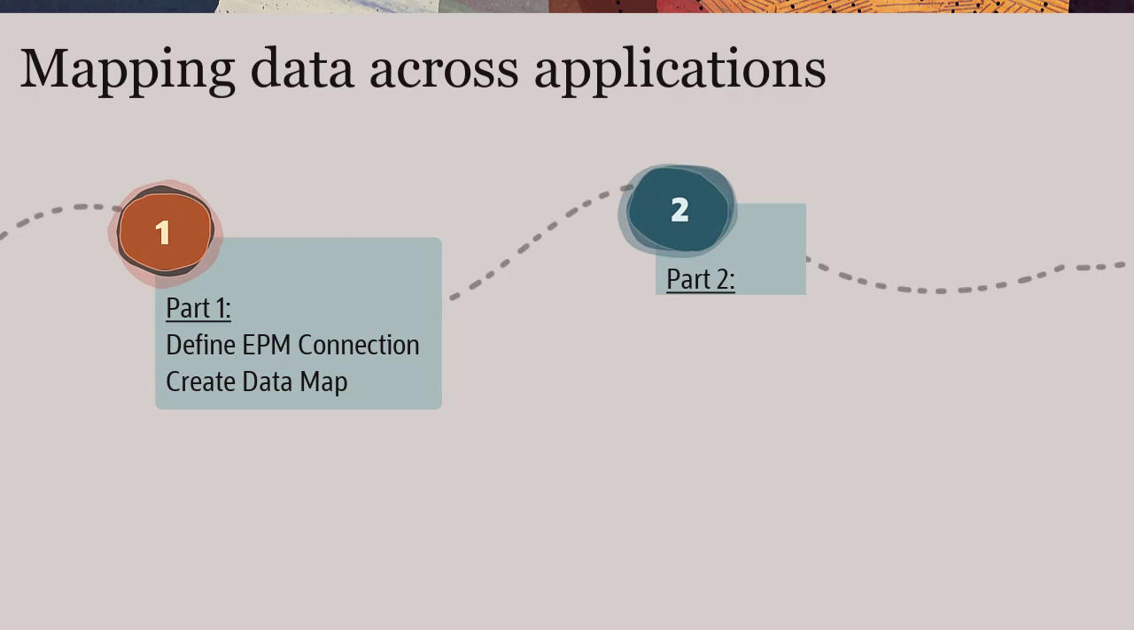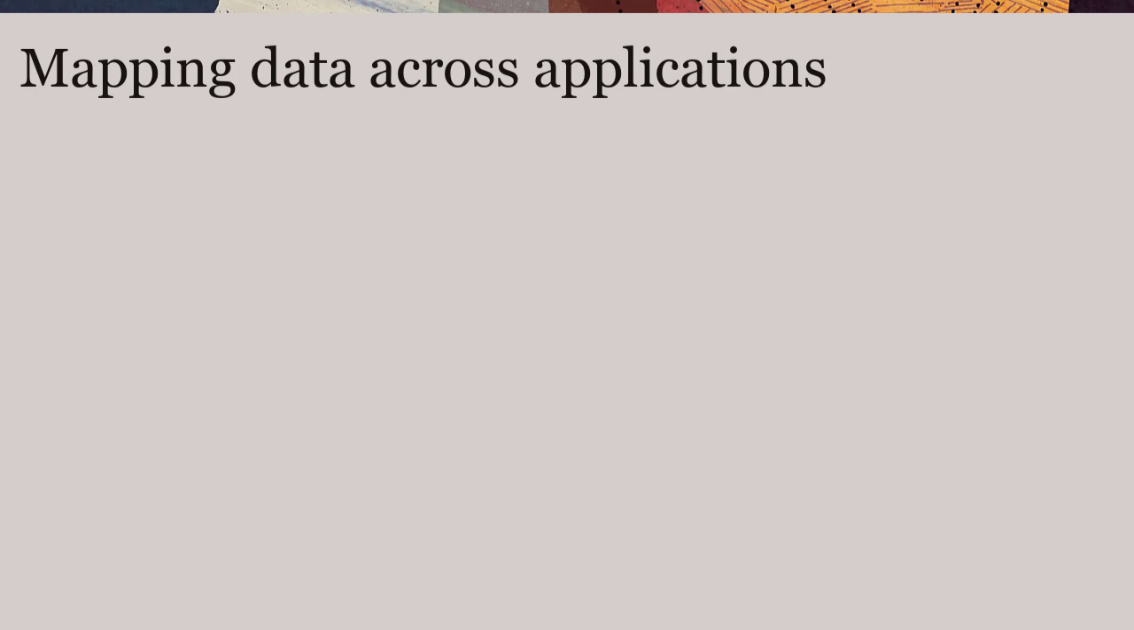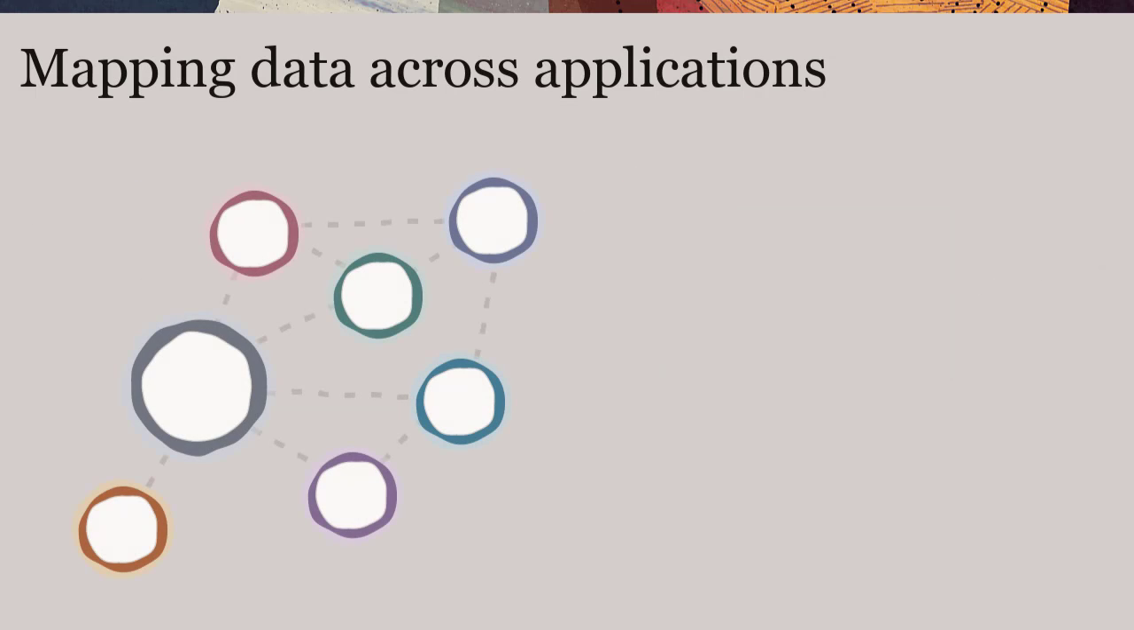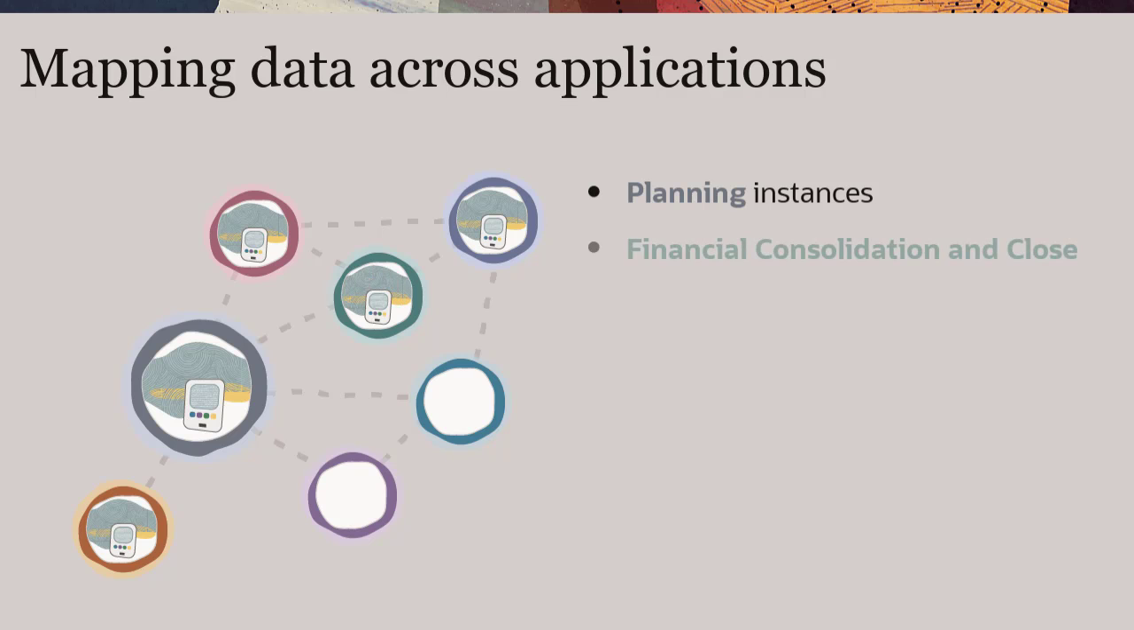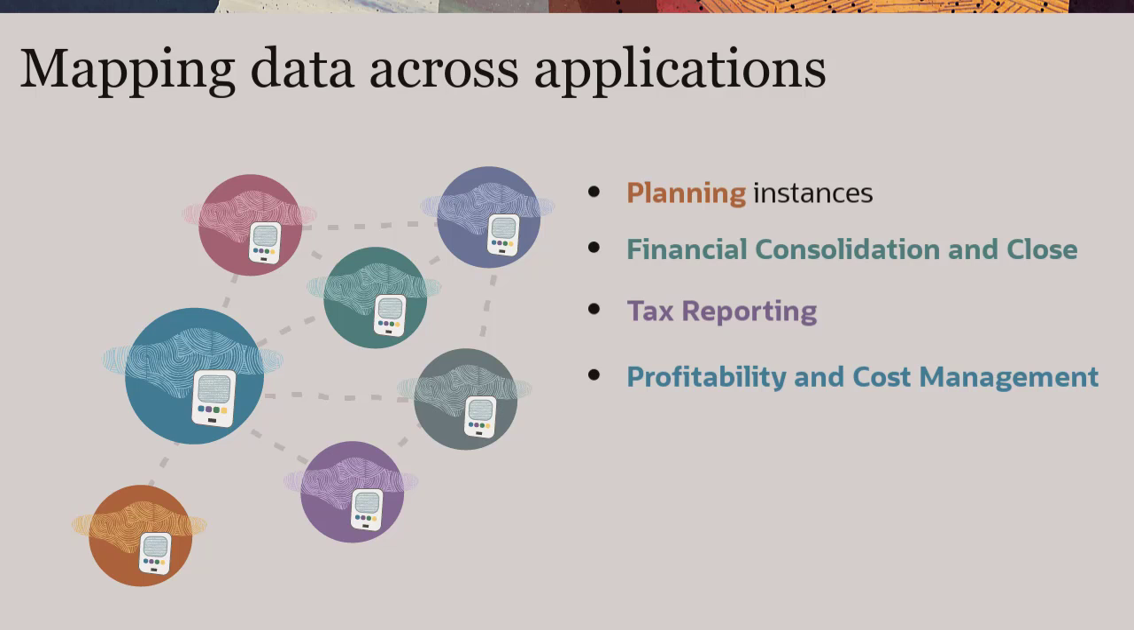This tutorial is the first of a two-part series. With SmartPush, you can create data maps that copy data between Oracle EPM Planning Cloud instances and from planning to financial consolidation and close, tax reporting, or profitability and cost management. You can take advantage of this feature if you have subscriptions to dedicated pods for multiple planning applications and other Oracle Cloud EPM business processes.